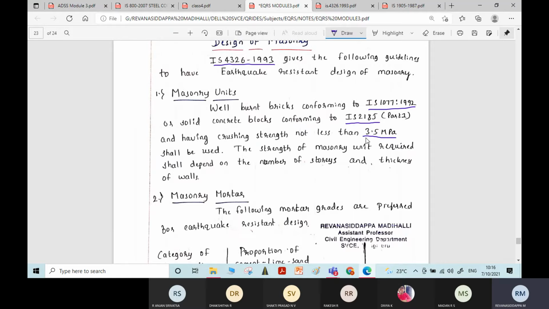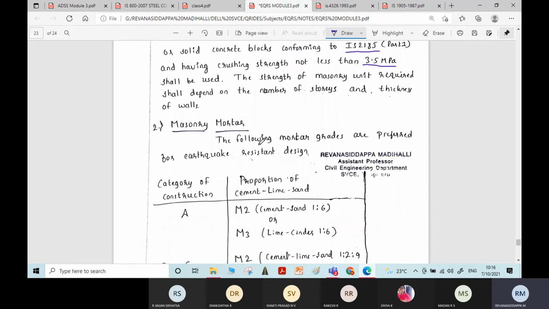The strength of masonry unit required shall depend on the number of stories and the thickness of the wall. If we are going for a higher number of stories, then we have to use bricks of higher strength. And if we are restricting the thickness of the masonry, then also we need to go for higher strength bricks. So this is the guideline with respect to the masonry unit.